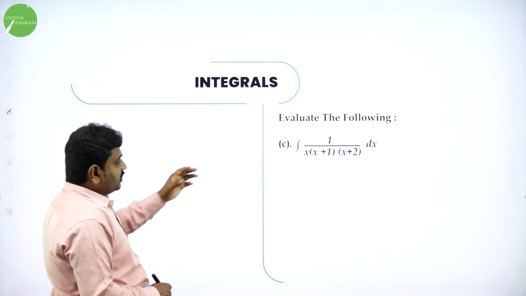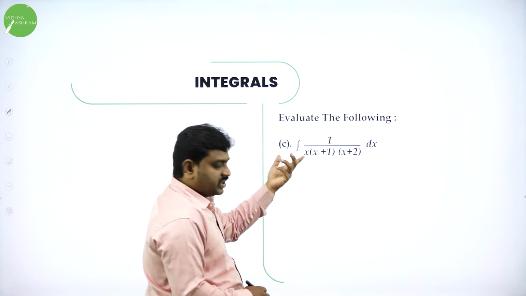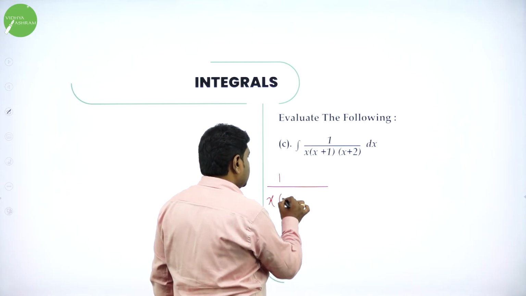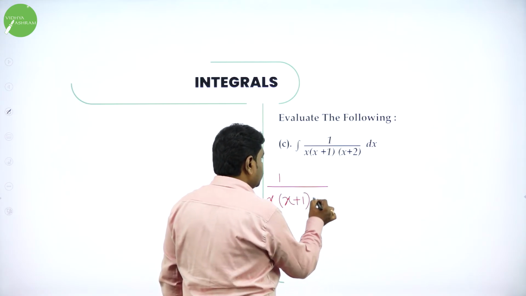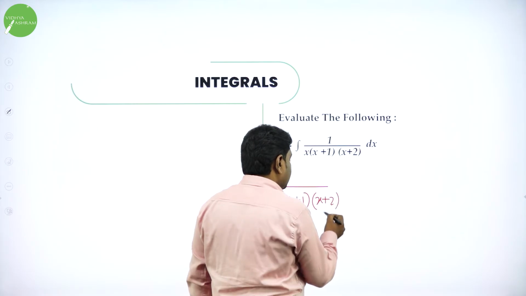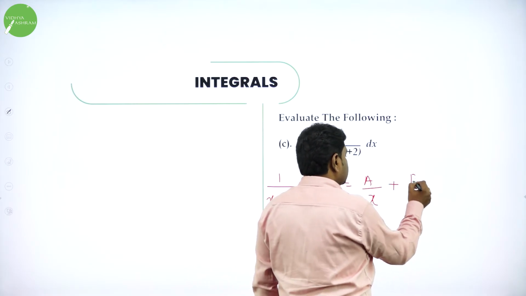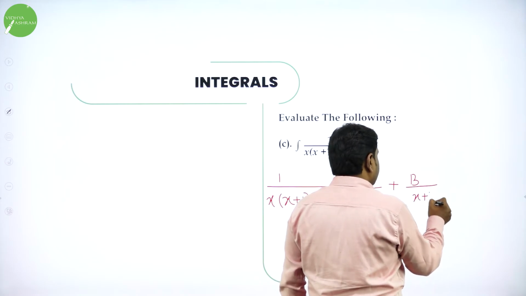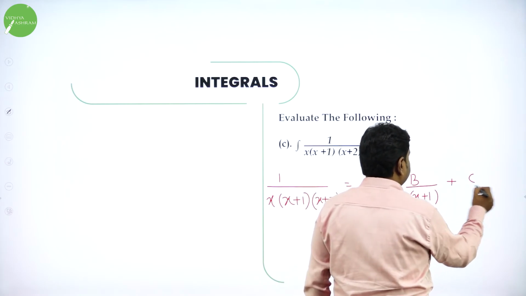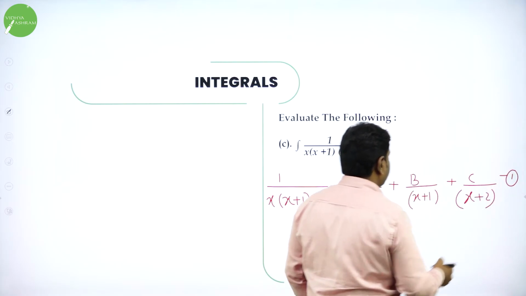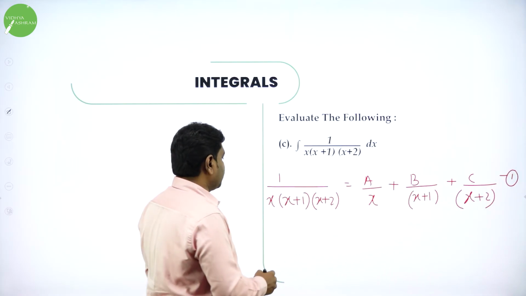So now we'll go to the third problem, we have three factors, again same. I'll take 1 divided by x into x plus 1 into x plus 2. I can write it as A by first factor plus B by second factor plus C by third factor. Now as usual call it equation 1. Now we should find A, B, C by the partial fraction method.